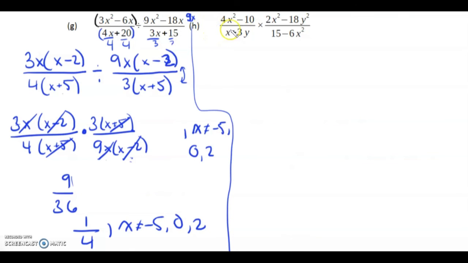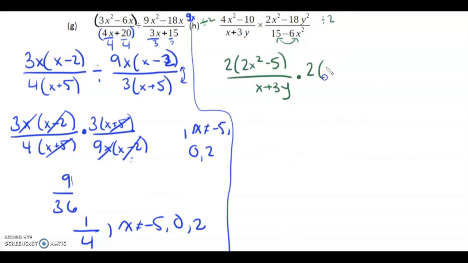Okay, same thing for h. I'm going to factor out a 2 here. The denominator here I'm going to leave. I'm going to factor out a 2 here. And then this denominator I'm going to switch. Okay, so I have 2x squared minus 5 all over x plus 3y times 2x squared minus 9y squared all over, I'm going to go negative 6x squared plus 15.